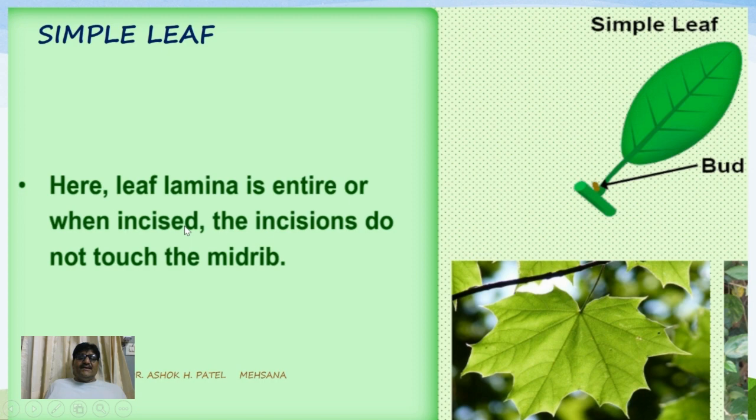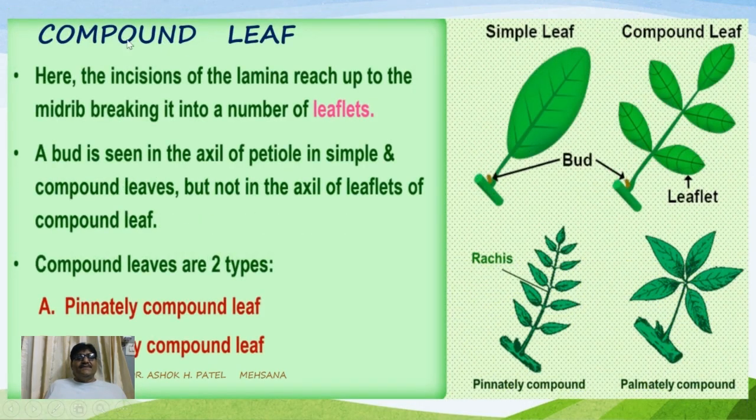That means the simple leaves. Another portion is called compound leaf. Here, the incision of the lamina reaches up to the midrib, breaking it into a number of leaflets. A bud is seen in the axil of petioles in the simple leaf and compound leaf, but not in the axil of leaflets of the compound leaf.